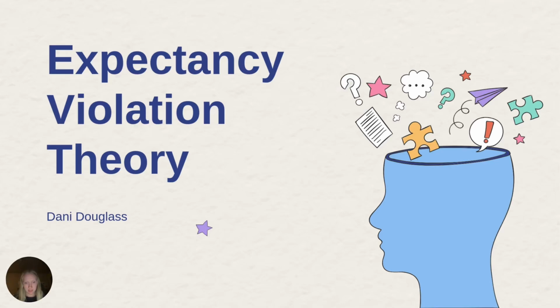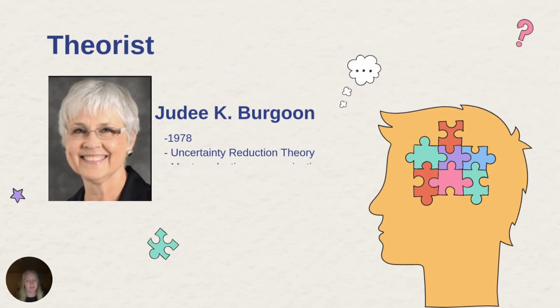I got the expectancy violation theory. This theory was founded by theorist Judy K. Burgoon in 1978 and sprouted from the uncertainty reduction theory. Judy was the most productive communications author in the 20th century, making her credible and connecting this theory to communications as a whole because of her knowledge within that field.